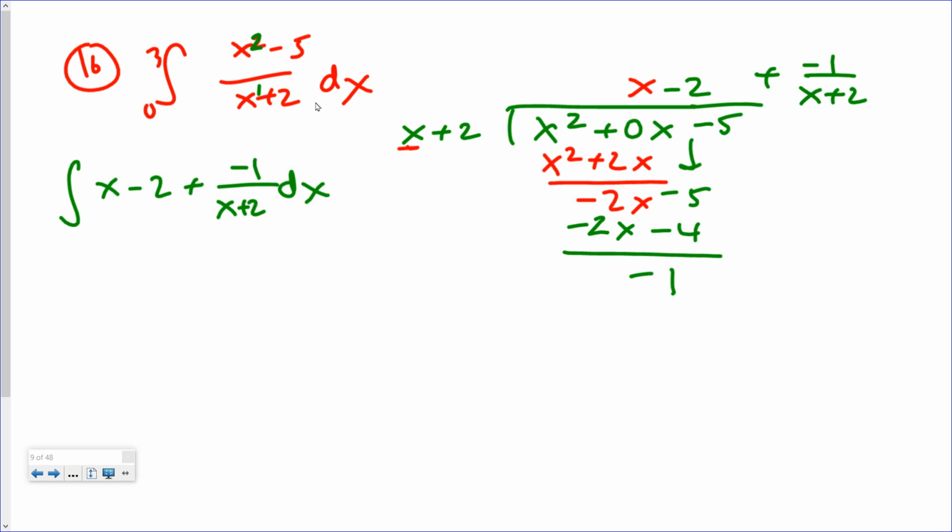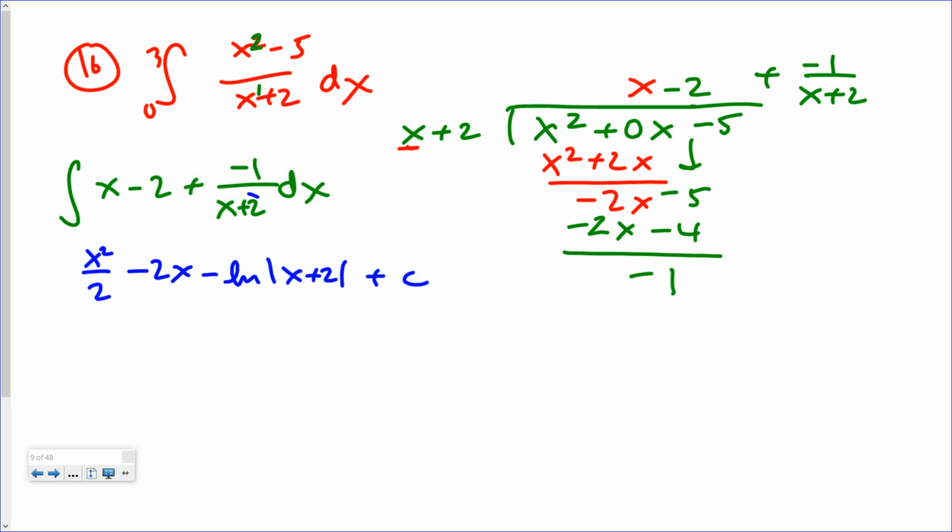So you thought you got to do 1 problem, but, oh boy, you get to do 3, okay? So let's do the first one. The first one's just x squared over 2, right? What's the integral of 2? 2x, right? What's the integral of negative 1 over x plus 2? Negative ln of x plus 2 plus c.